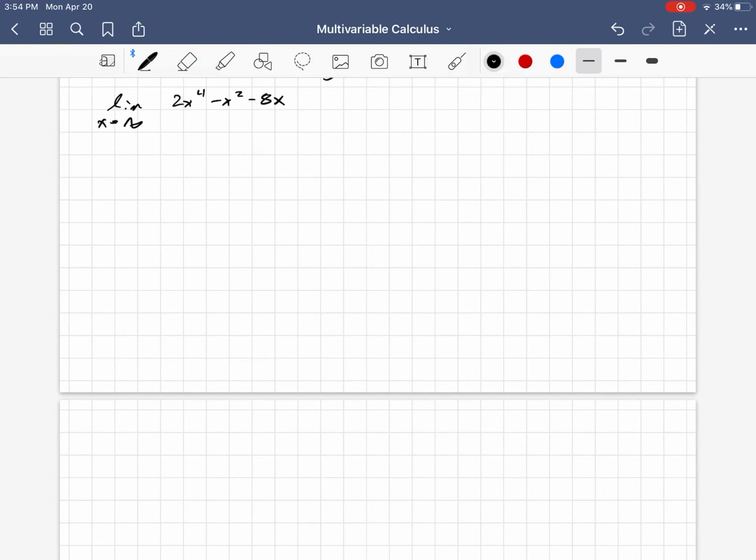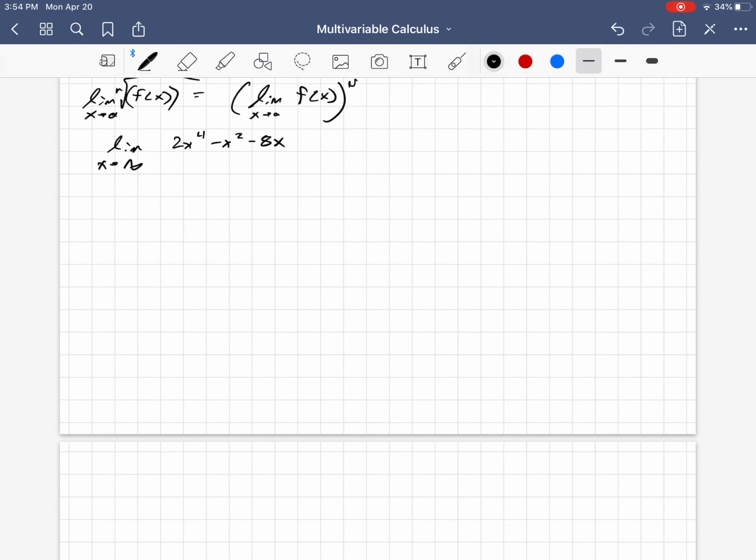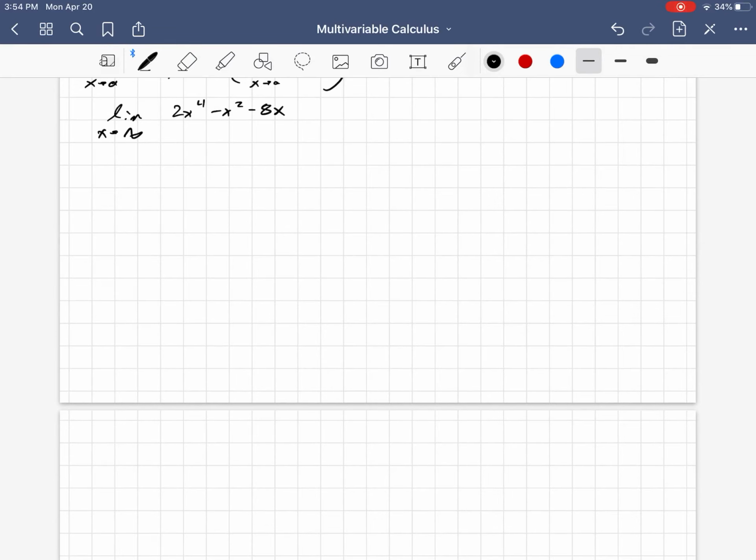So now, let's say, for example, we have the limit as x approaches infinity of 2x to the fourth minus x squared minus 8x. How would you go about doing that? If you directly substituted, you'd get infinity minus infinity minus infinity. That's really indeterminate. So we need to do some work.